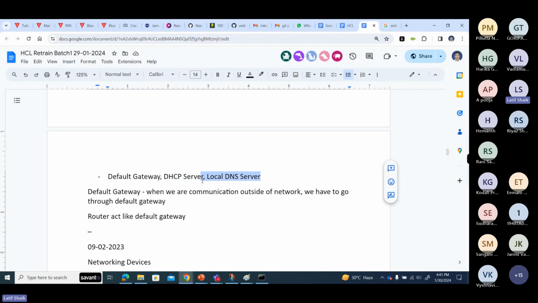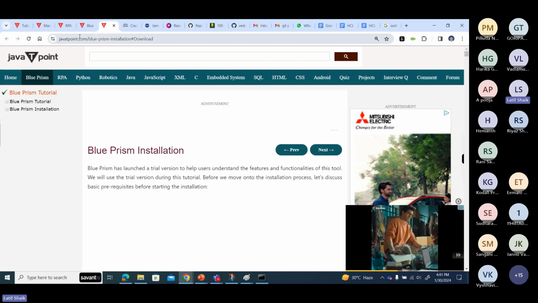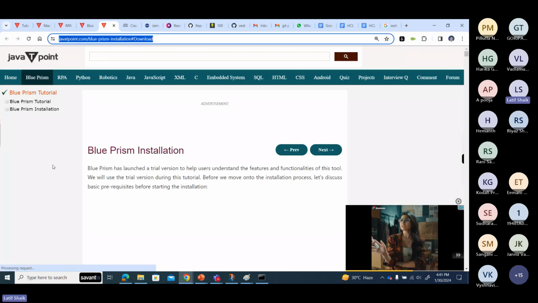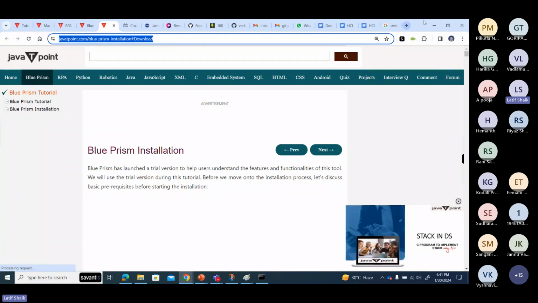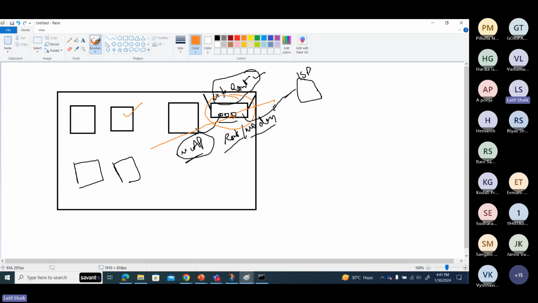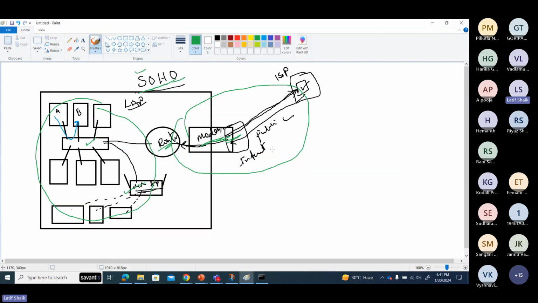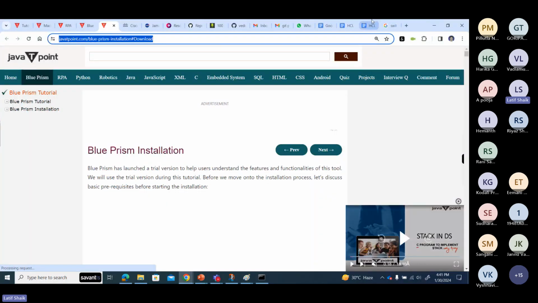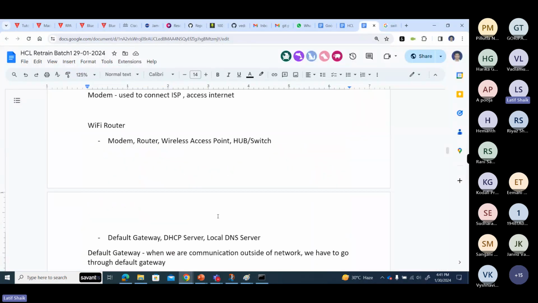Local DNS server. Outside there are a lot of DNS servers, but the main thing is when you open anything, say you open Java T point, I don't know what its IP address is. I need an IP address. It has to come from the DNS server. I don't have any separate DNS server, so it will be forwarded to this Wi-Fi router. So your Wi-Fi router acts like a modem. It acts like a wireless access point. It acts like your default gateway. It acts like your DHCP server, DNS server, and of course it acts like your router also.